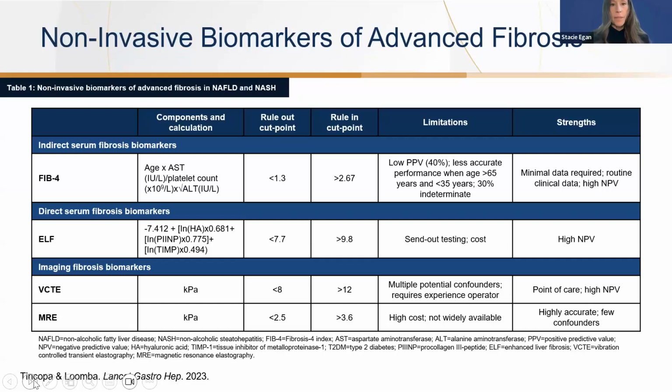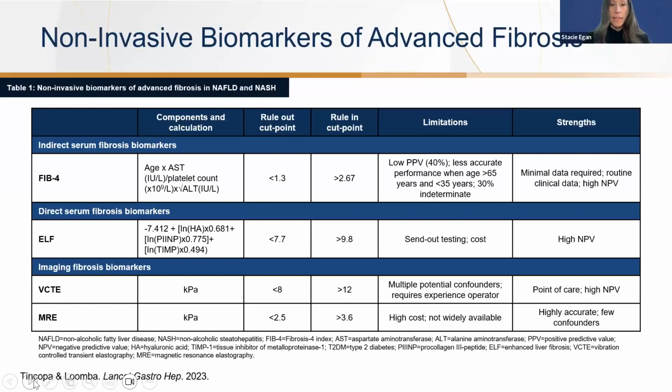An ELF score can be a really good test, especially if you have some indeterminate measurements and you're not quite sure if your patient has F2, F3 fibrosis. It is send out testing, like I said before, and there can be additional cost. Again, I just educate my patient that that might be something that they will have to pay for. FibroScan is easily accessible to me.